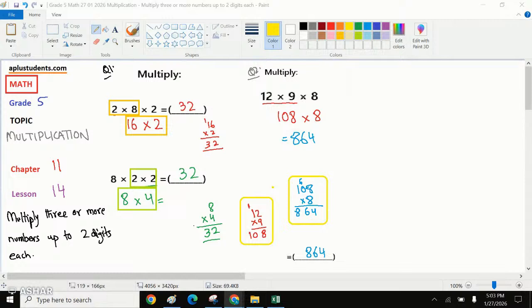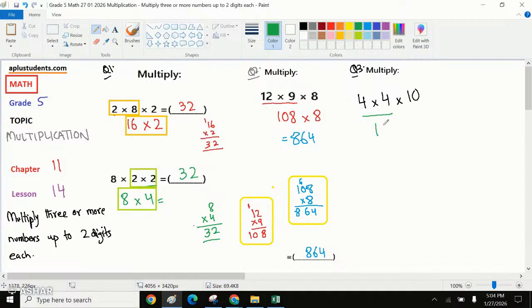For the next question, question number 3 states multiply 4 multiplied by 4 multiplied by 10. So we know that there are certain rules when we are multiplying with a number ending with a 0, right? The easier way is 4 multiplied by 4, it would be 16.